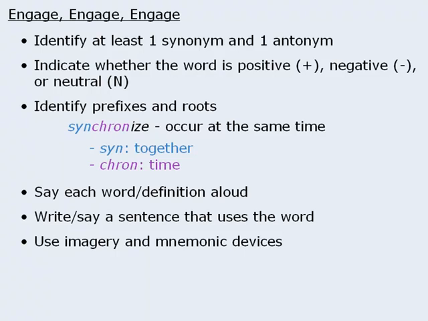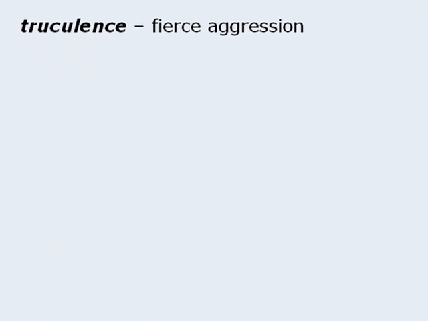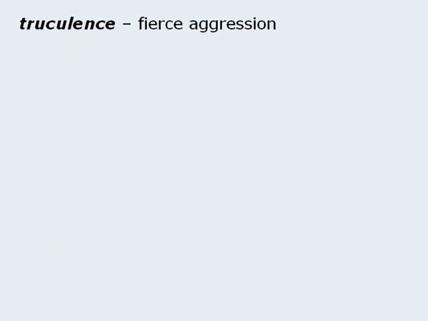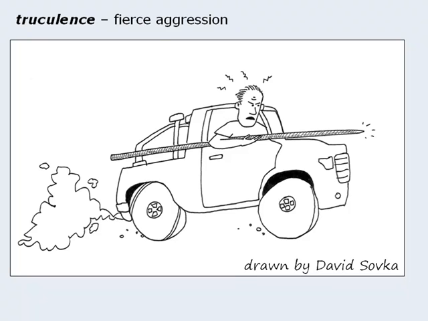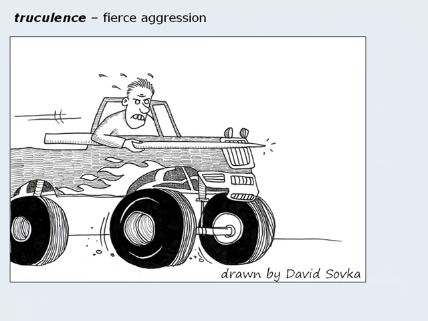For example, if you're trying to remember the word truculence, which means fierce aggression, you might imagine some angry, violent guy in a truck holding a lance. Just remember that when using imagery, the more extreme the images, the greater the recall later on.